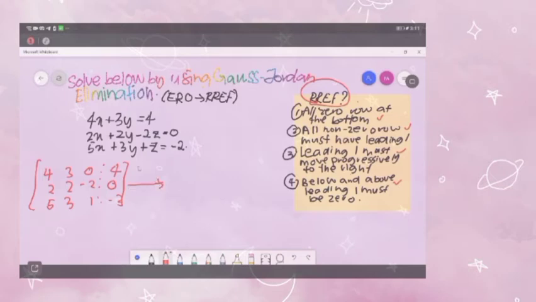So for row 1, we will multiply 1 over 4 times row 1 and put it in row 1. So we will get here 1, this is 3 over 4, this is 0, and here we get 1. And all the other 0 we will just copy as usual. 0 here, 5, 3, 1 and negative 2. Okay, I'm sorry for my hideous writing. So we have a leading 1 here, and we want below the leading 1 to become 0.